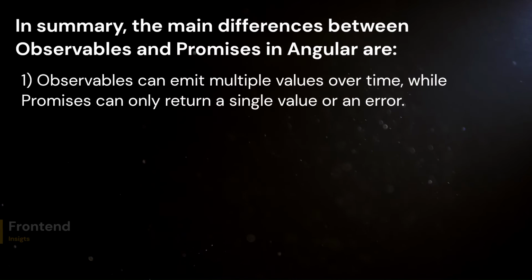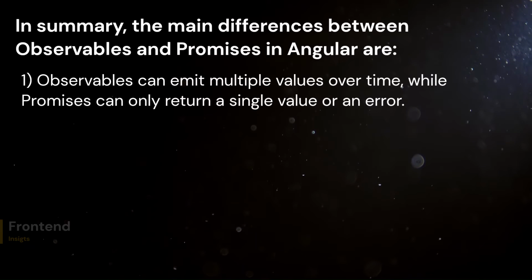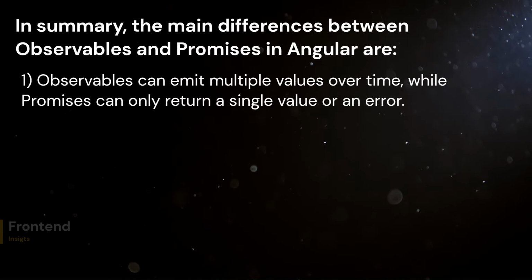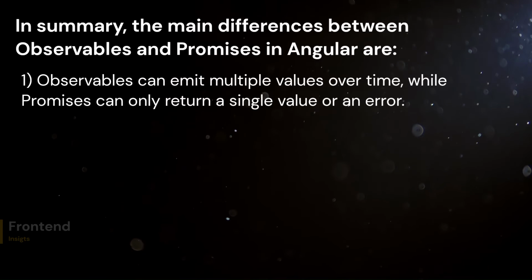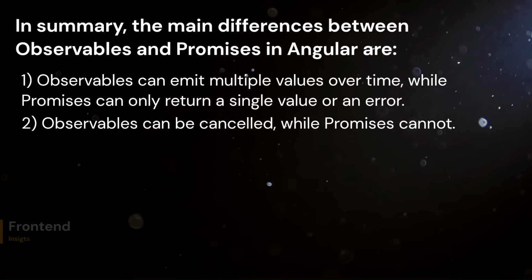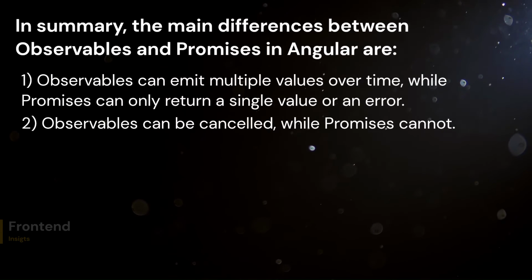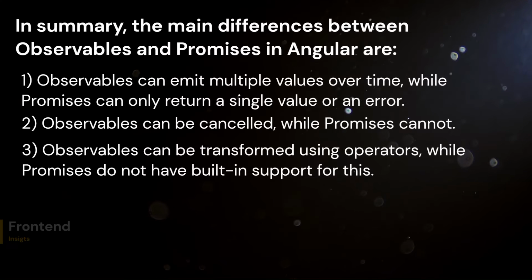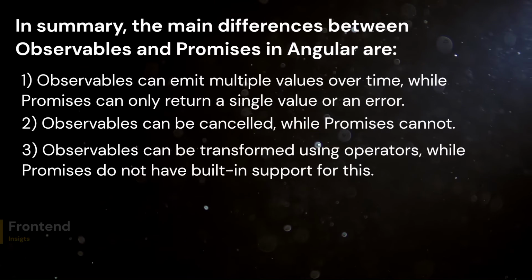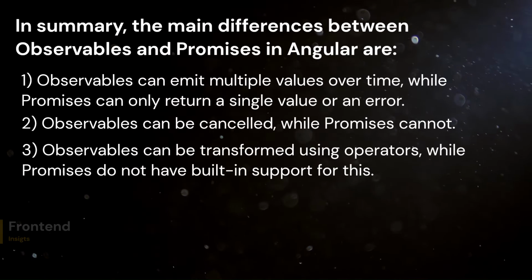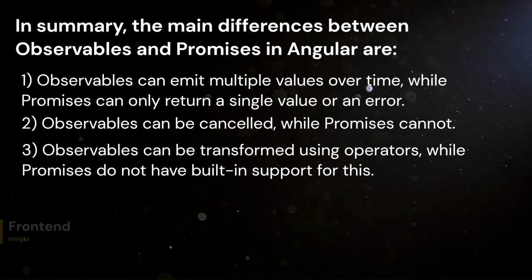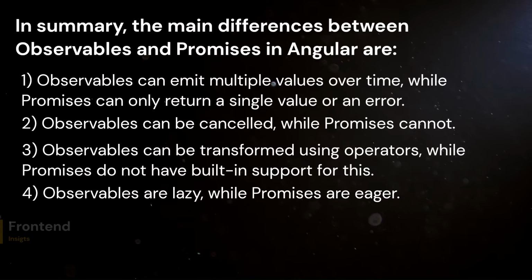In summary, the main differences between observables and promises in Angular are: observables can emit multiple values over time, while promises can only return a single value or an error. Observables can be cancelled, while promises cannot. Observables can be transformed using operators, while promises do not have built-in support for this. Observables are lazy, while promises are eager.